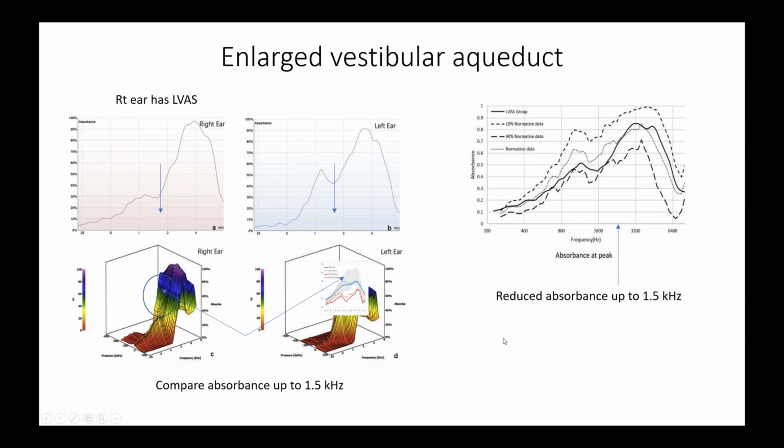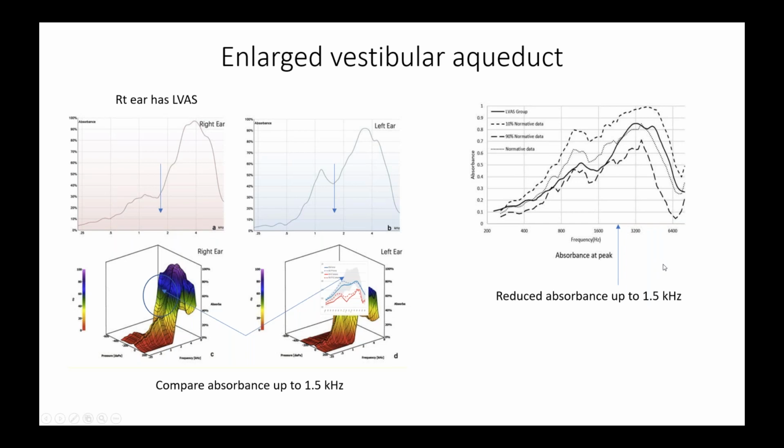There's only one study that has compared wideband absorbance in ears with LVAS, and they have shown that ears with LVAS have reduced absorbance up to about 1.5 kilohertz. As you can see here, the LVAS group has reduced absorbance; it's still closer to the 10th percentile range, but if you compare to the mean values, it is reduced. As I said, this is the only study done so far with wideband absorbance in ears with LVAS, but it is showing a reduced absorbance.